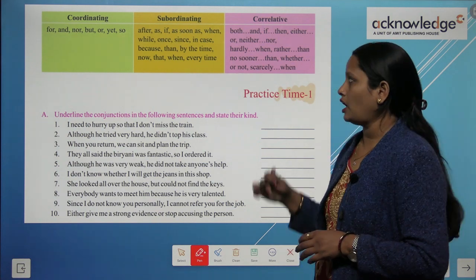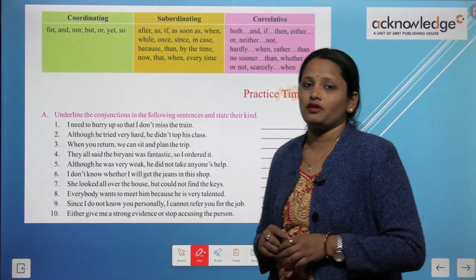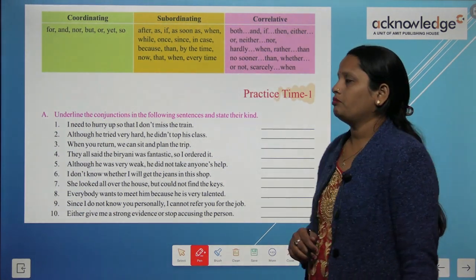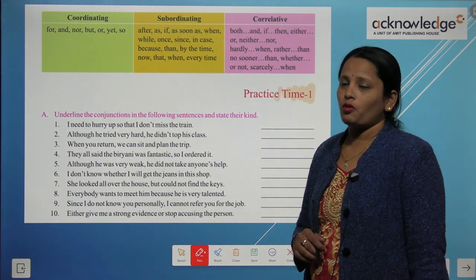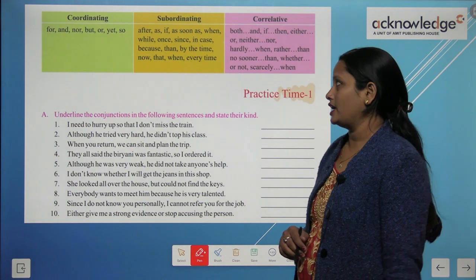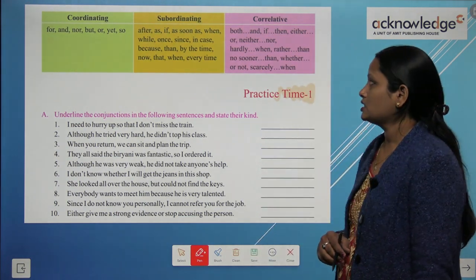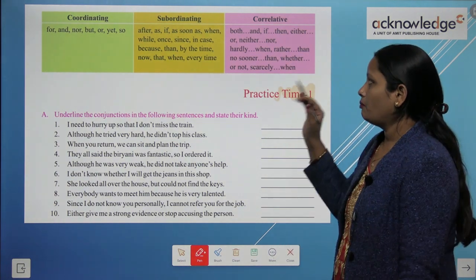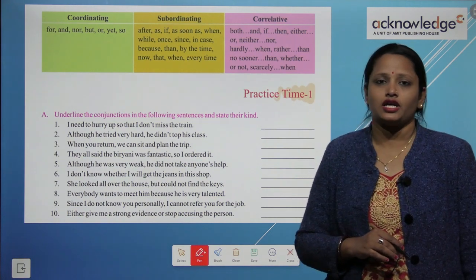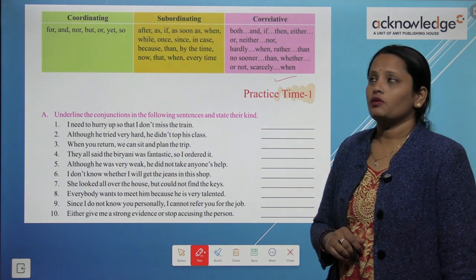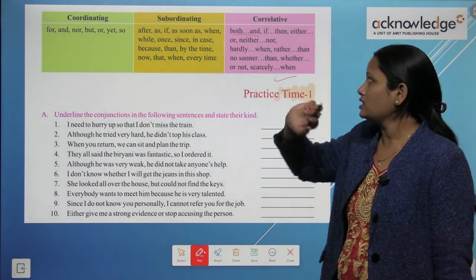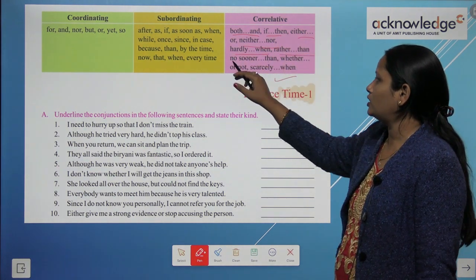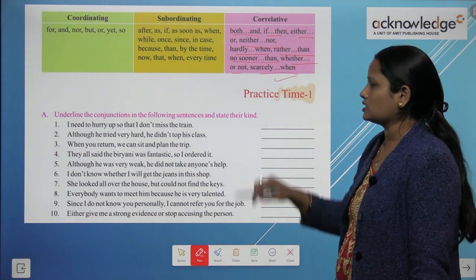Now here children, a table is given with examples of the three types of conjunctions that we have learned. Coordinating has for, and, nor, but, or, yet, so. Subordinating has many examples: after, as, if, as soon as, when, while, once, since, in case, because, that, by the time, now that, every time. Now for the third, correlative: both and, if then, either or, neither nor, hardly when, rather than, no sooner than, whether or not, scarcely when.